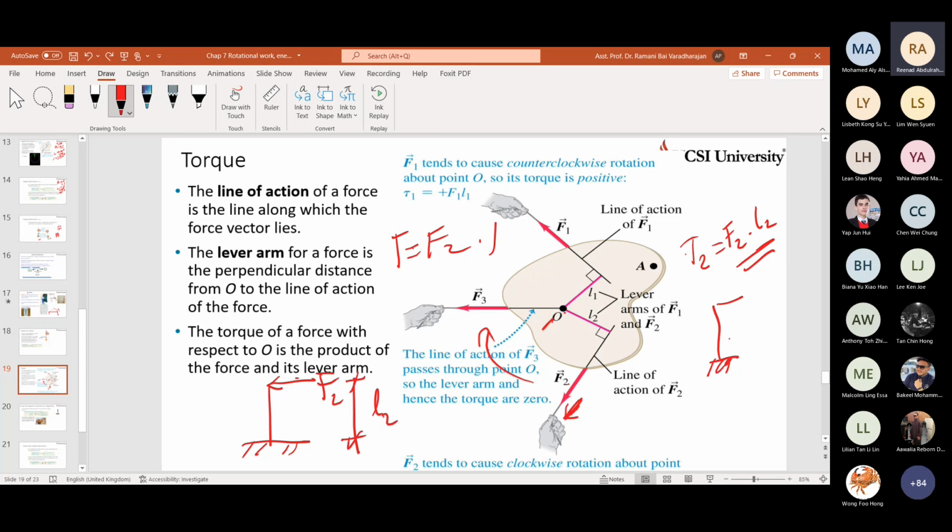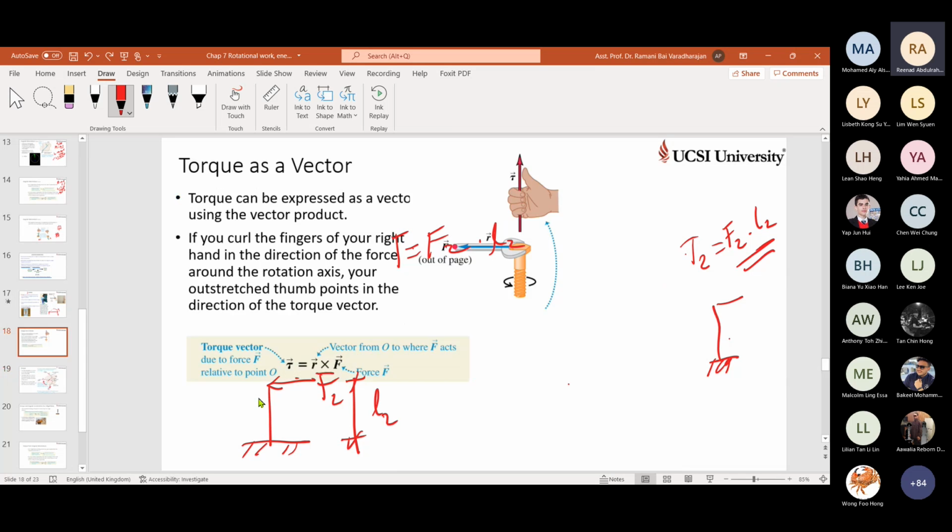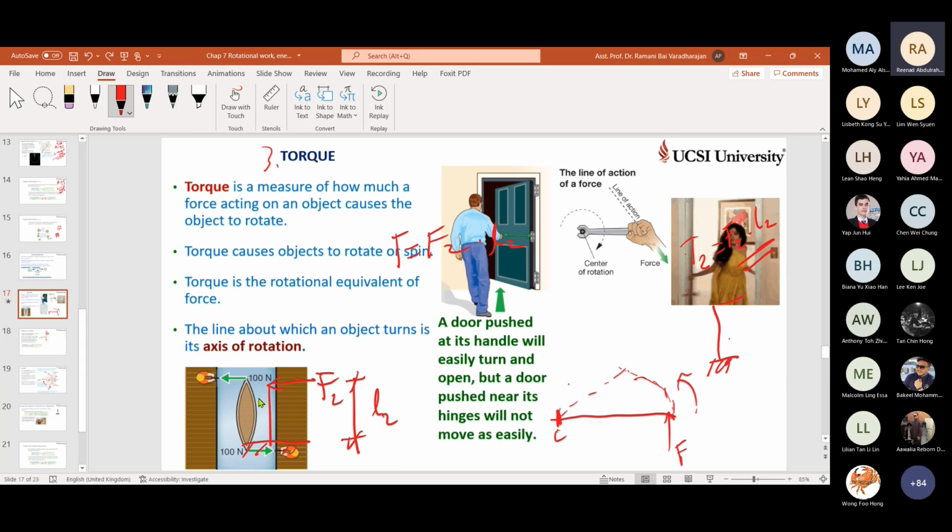times L2. So you can measure the torque value, provided you have the line of action and the lever arm. The lever arm is always perpendicular to the force. Don't take it along the line. The door is a good example. Can you push the door along the line? Cannot, isn't it? You can only push the door along the perpendicular direction. Only then can I cause the moment. Otherwise, it is not moving.